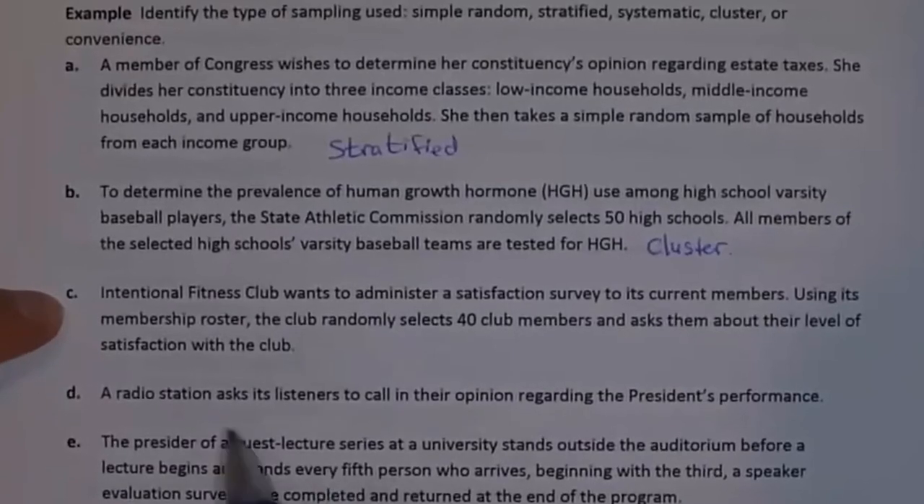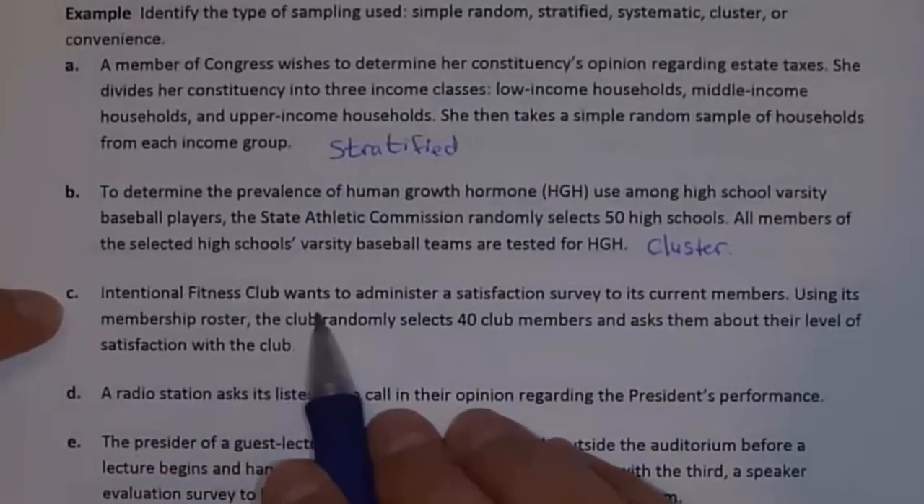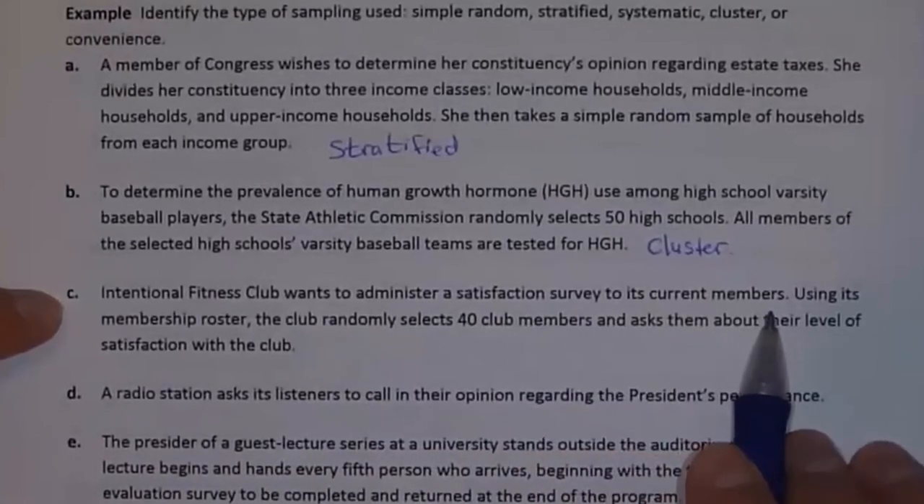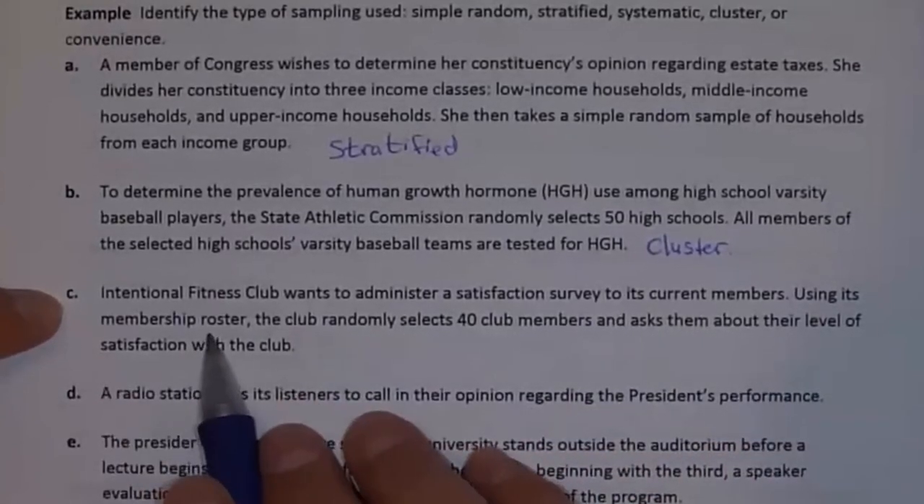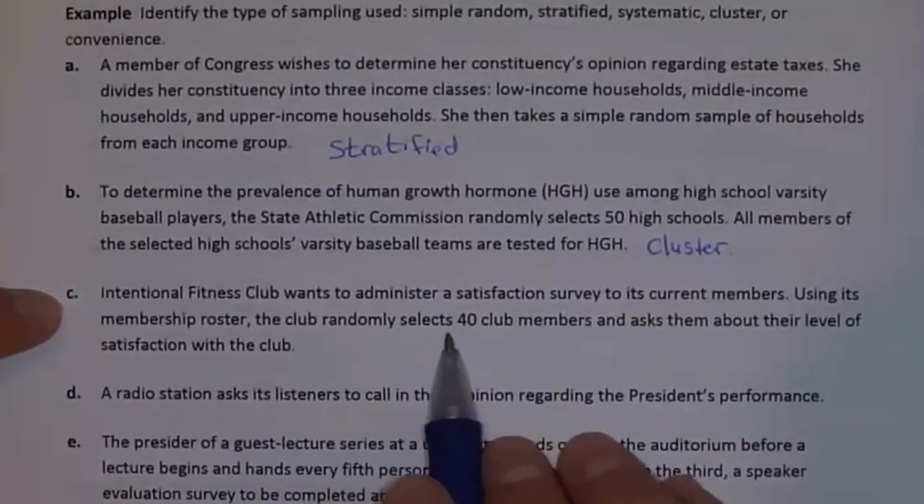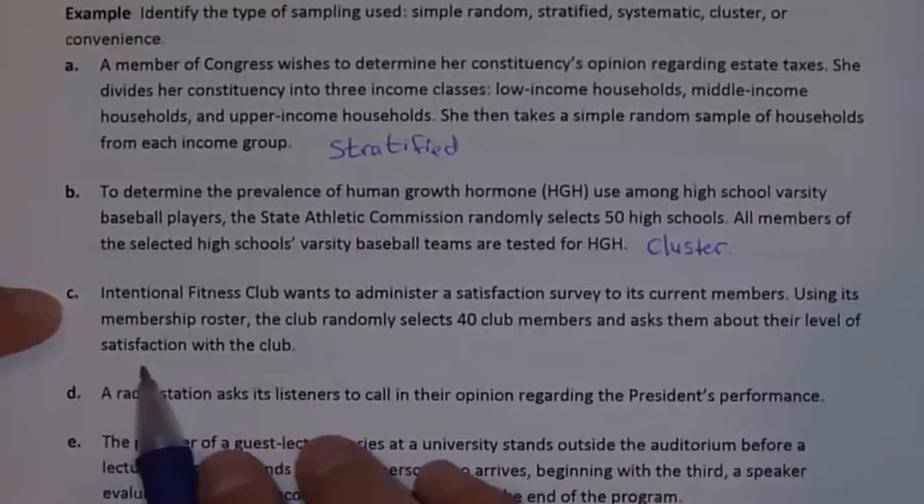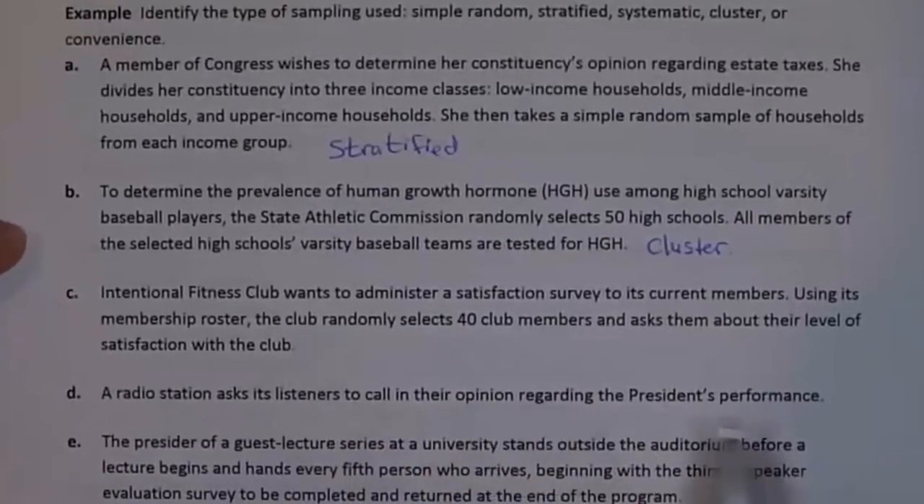C: Intentional Fitness Club wants to administer a satisfaction survey to its current members. Using its membership roster, the club randomly selects 40 club members and asks them about their level of satisfaction with the club. So again, simple random, stratified, systematic, cluster, or convenience.